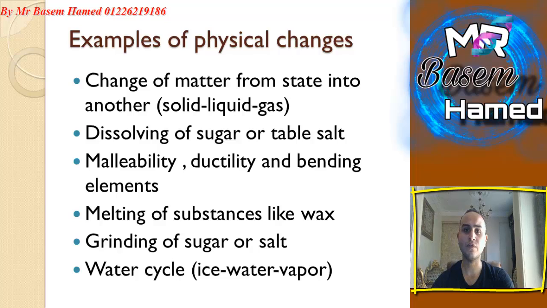So the examples of the physical change: matter changing from one state to another, solid to liquid to gas, but without any change in its structure. Dissolving of sugar or table salt. Malleability and ductility of elements, as when we bend the iron, it changes its shape, but its structure is still as it is. Melting of substances like wax. Grinding of sugar or salt. The water cycle and changing the water shape from ice to water to vapor. That's all about the physical change.